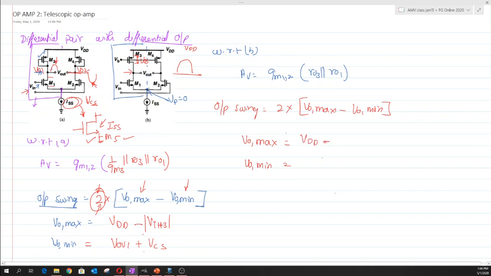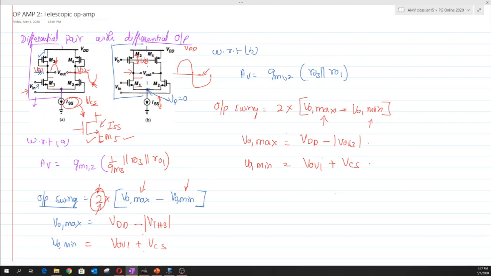So the maximum swing that one could have across this output Q point is written as VDD minus VOV3, okay. And similarly, whenever there is a lower swing, as we had before, the lower swing has to support a minimum voltage drop across this M1 drain and source, as well as a minimum voltage drop across this current source ISS. So one could write the value of this minimum swing to be equal to VOV1 plus VCS, okay. So plug in these two expressions over here in order to get the total output swing of this particular differential pair with differential output.